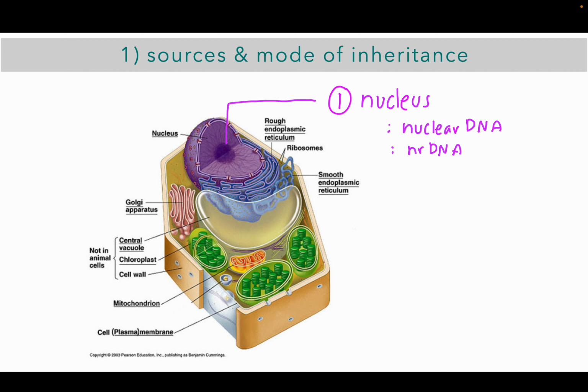Or where else besides the nucleus, the obvious one, because that's where the chromosomes are, right? But in the cells, there are a couple of other places you can also get DNA. Which other places in the cells can you get DNA? Mitochondria. Mitochondria is here, so this is mitochondria.